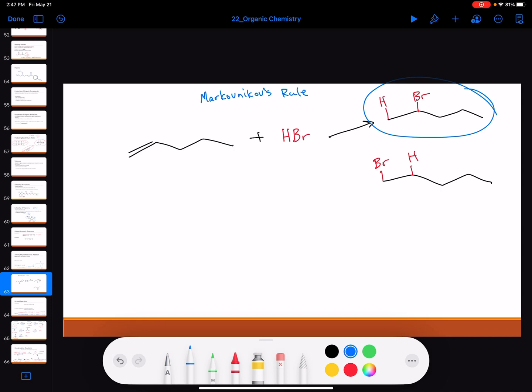And it turns out that what's happening here is, have you ever heard that saying, the rich get richer and the poor get poorer, right? So that's what's happening here. If I were to draw in my implied hydrogens, you would see that the carbon on the left is already attached to two hydrogens. The carbon on the right is only attached to one hydrogen. So the carbon on the left is richer in hydrogen. It has two, so it gets another one. So sure enough, you add the hydrogen there. The other carbon gets the bromine, right? Okay, so let's try another one.